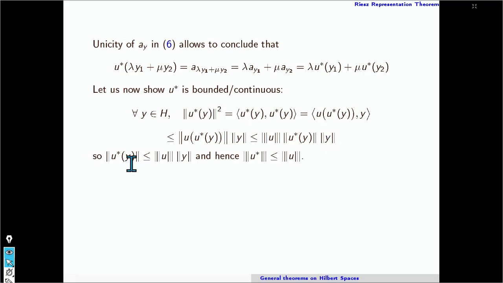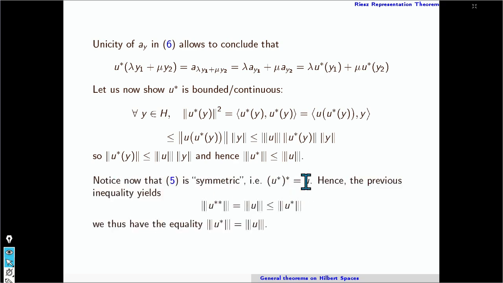Then we take the supremum for Y in the unit sphere, and we obtain thus operator norm of U star smaller than operator norm of U. We now recall that the relation phi is symmetric.